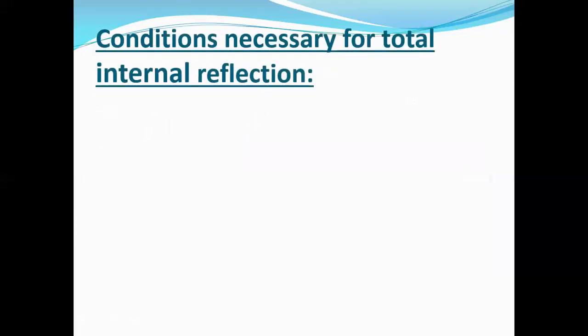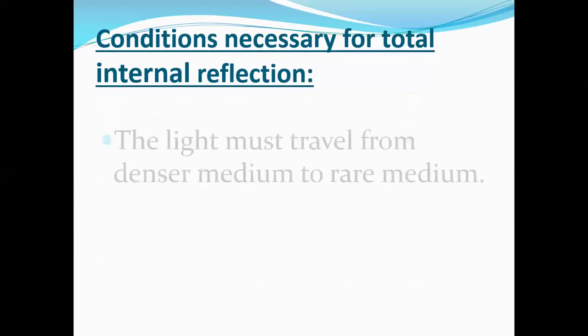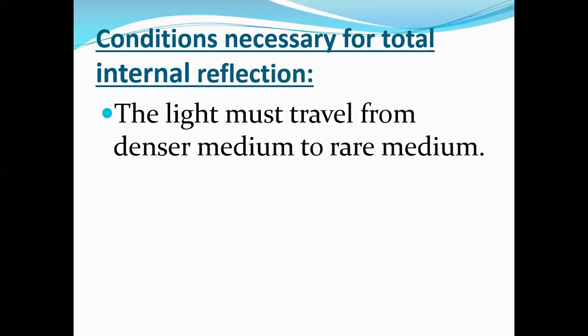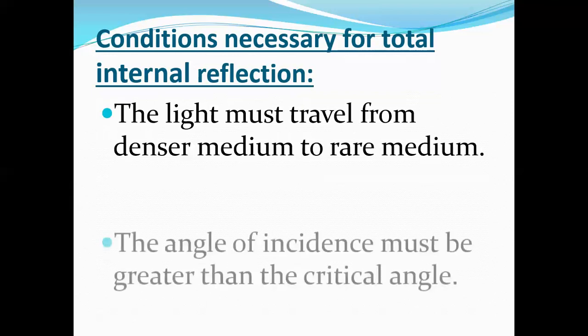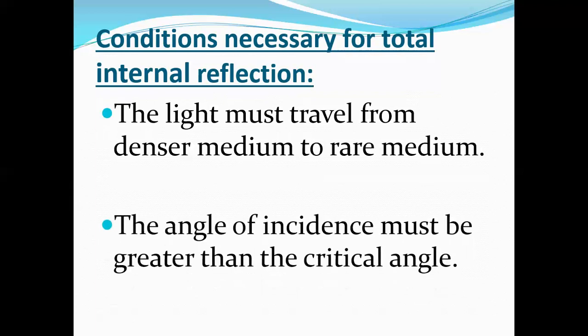There are certain conditions necessary for total internal reflection. Two conditions. Number one, the light must travel from denser medium to rarer medium. So total internal reflection takes place. Second condition is the angle of incidence must be greater than the critical angle. Otherwise, total internal reflection does not take place. These two conditions are necessary for total internal reflection.